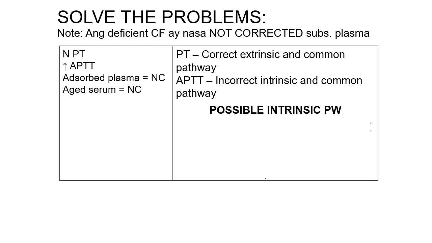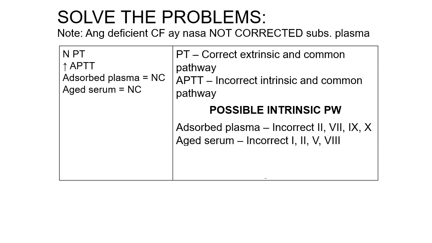Tingnan natin yung mga adsorb and H specimen. Adsorb plasma, incorrect daw si 2, 7, 9, and 10. H serum, incorrect si 1, 2, 5, and 8. Pero, alin dito sa mga yan ang intrinsic pathway?